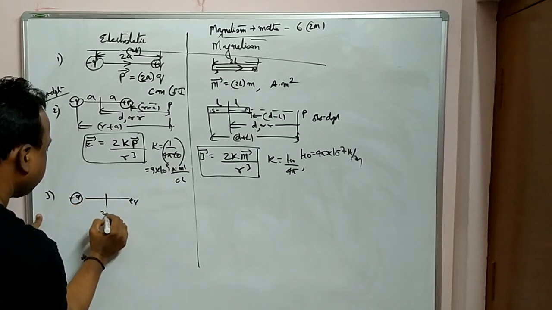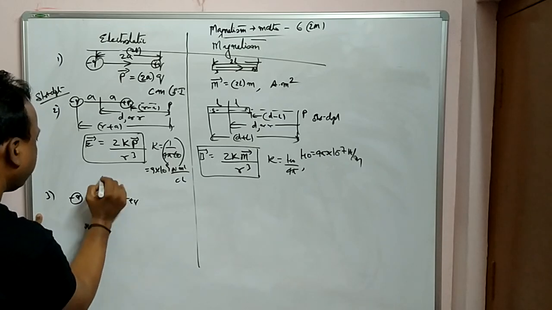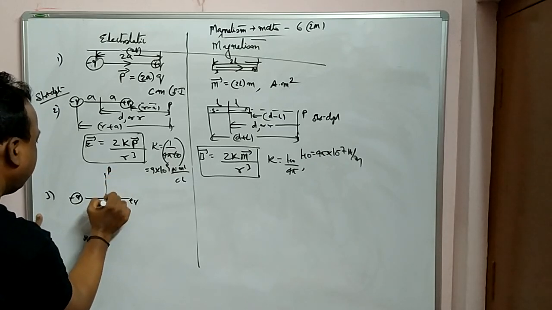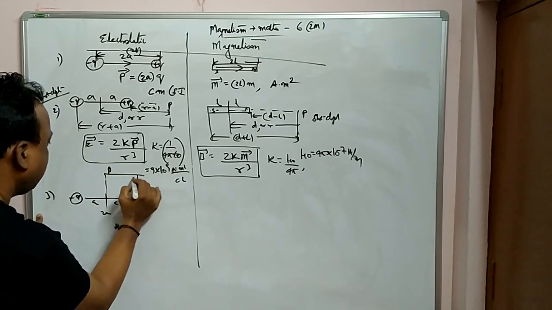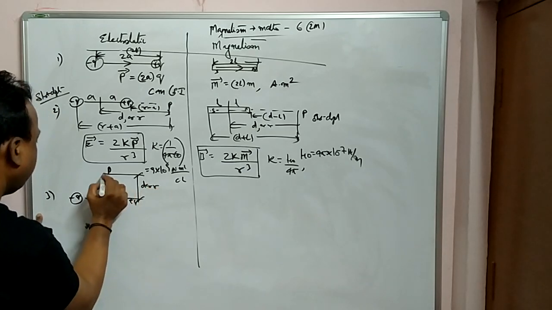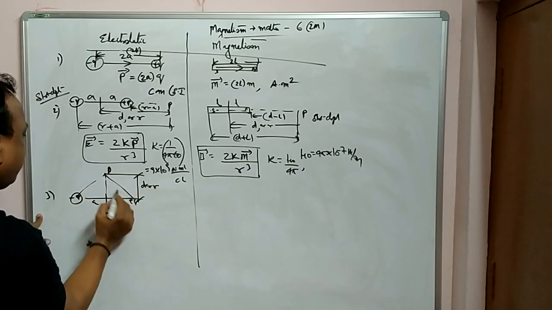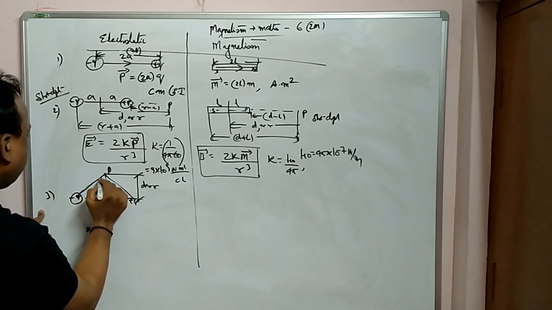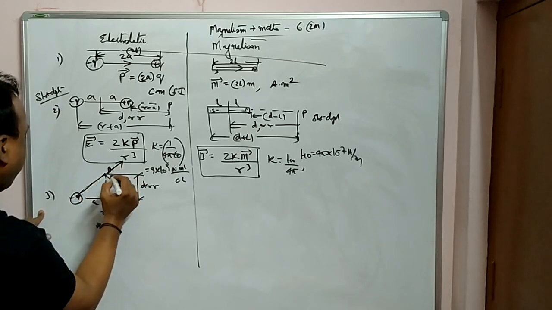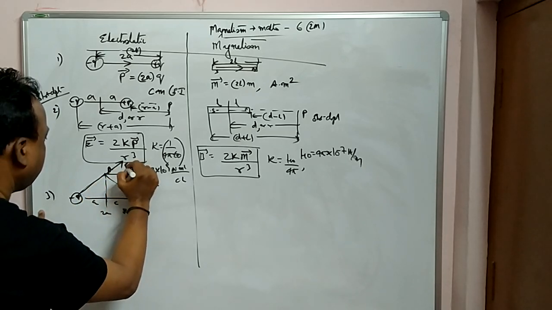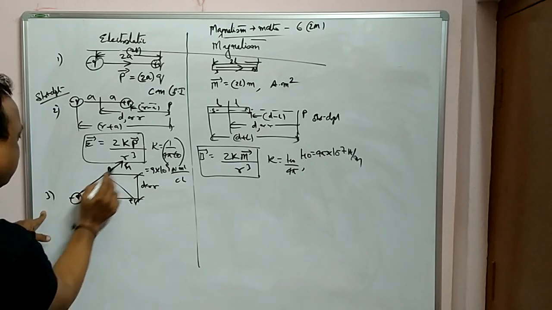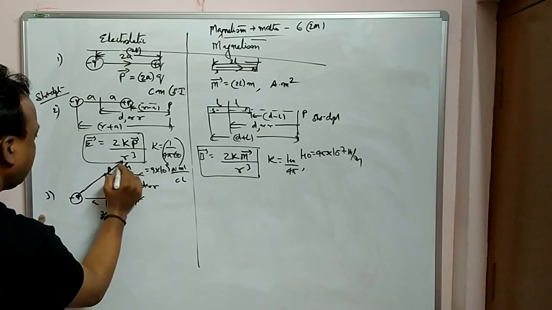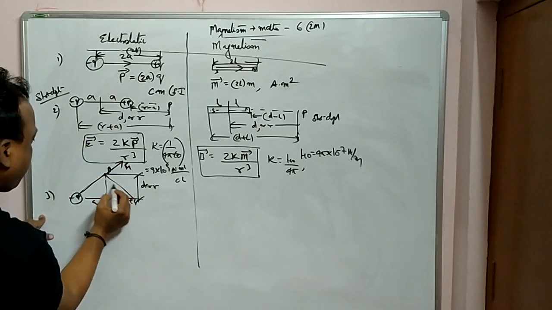So this is the total distance 2a. Equatorial means the point is lying here, at distance D or R. So you have made one triangle here. You can see, from positive, this is one force E1, negative to positive attraction. Again, positive to positive.